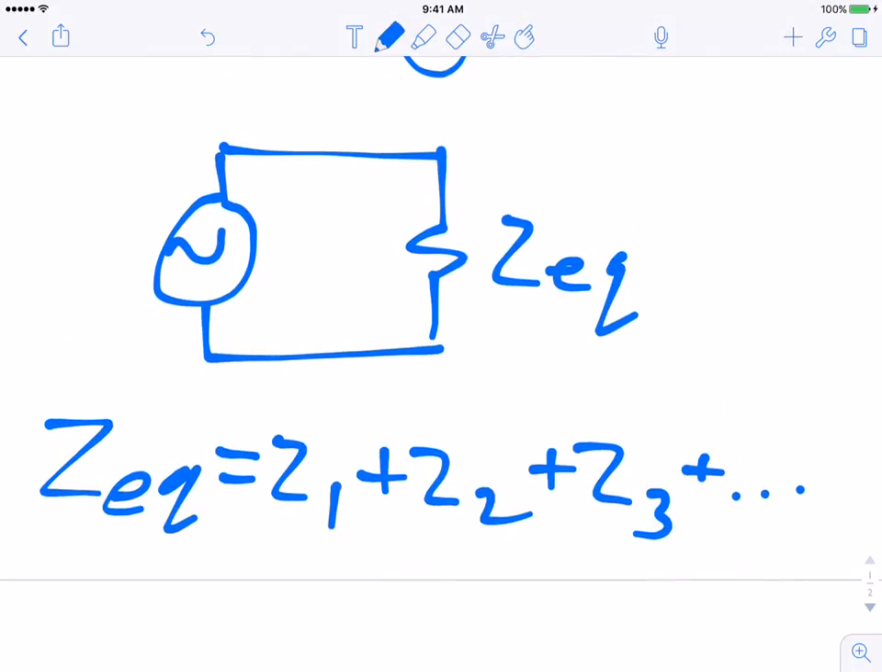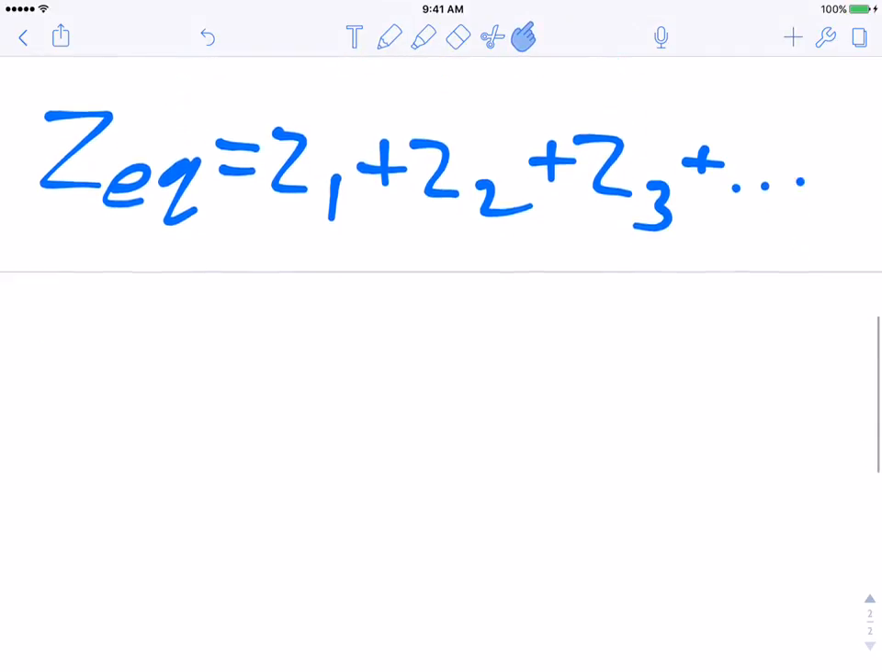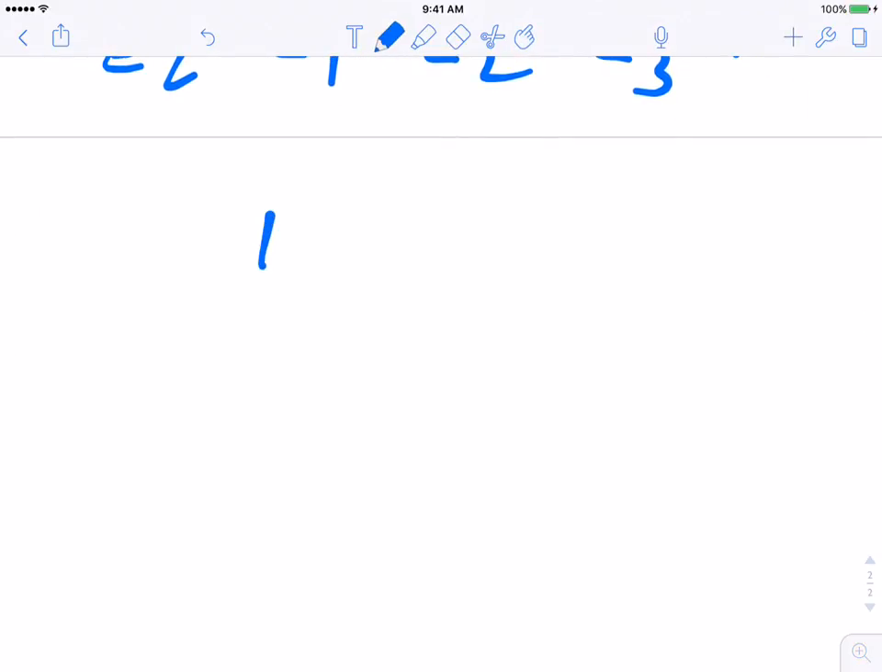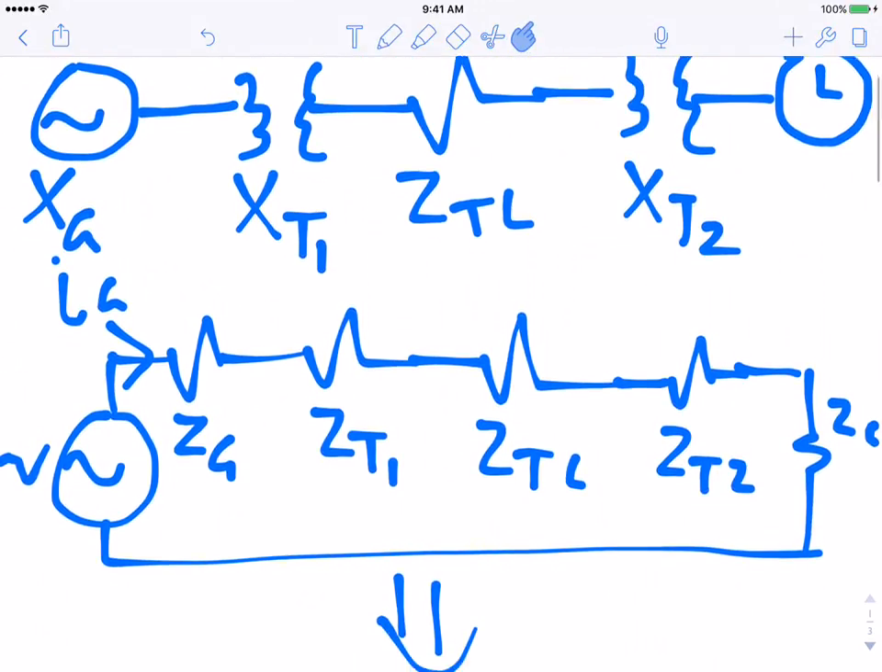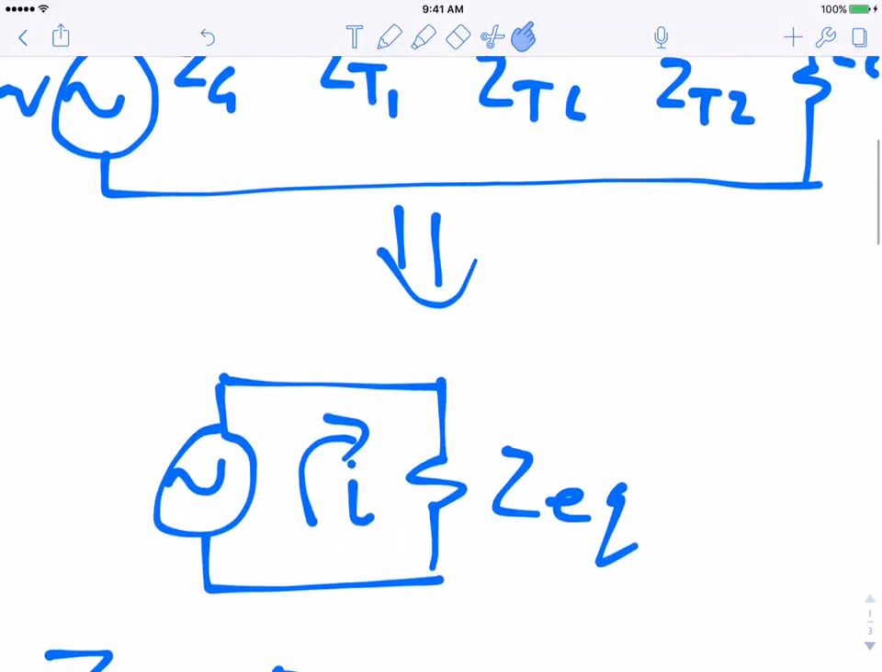So now you know what your impedance is. If you want to know what current is flowing here, which would be the I of the generator, you're just going to do I is equal to V over Z equivalent. Okay, so that's how you would calculate the equivalent impedance of something.